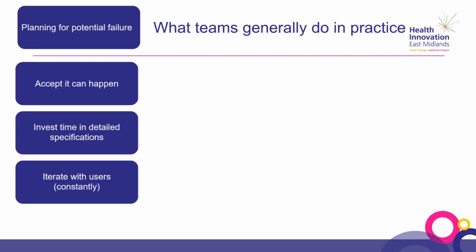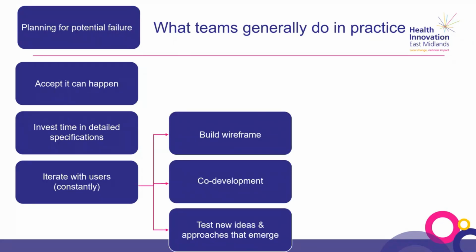So what do we do in practice? I think, first of all, we accept that it's possible. And we invest time in detailed specifications, and then we iterate with users constantly. And drawing, as has been said earlier on, from software development colleagues, it's about building a wireframe. What's a minimum viable product? If we're doing it for all trusts in the region, for example, can we do it for one trust just to see what it looks like? Does that meet the needs? Does that answer the questions that need to be answered?